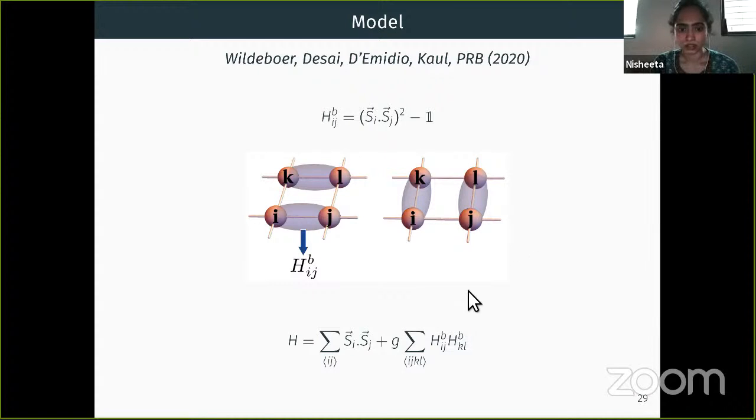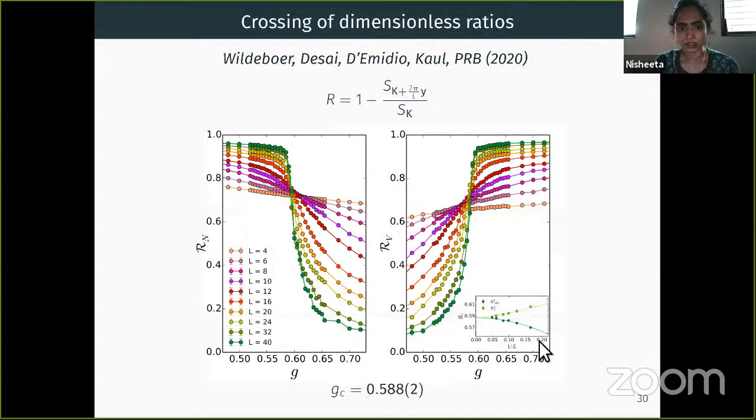Right. So we supplemented with the Heisenberg term, which has SU2 symmetry. And now what we want to do is study this transition as a function of G. Here I've plotted some dimensionless ratios that go to 1 in the ordered phase and 0 in the disordered phase. They show a crossing at the critical point, so from these crossings, we can find the critical point between these two phases.